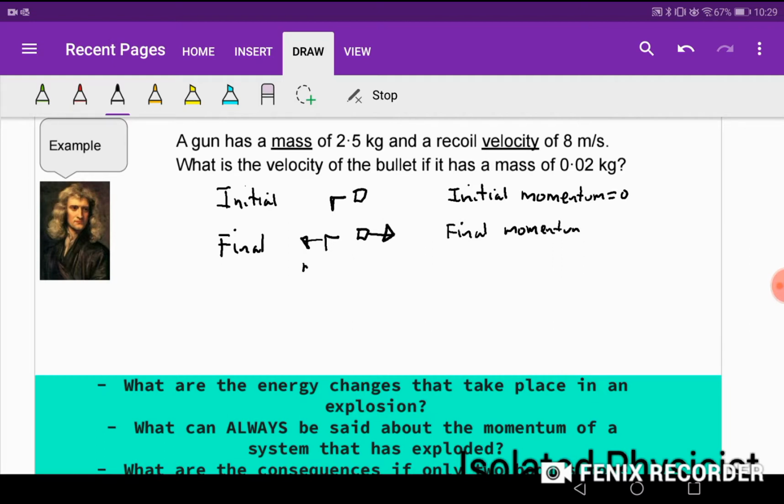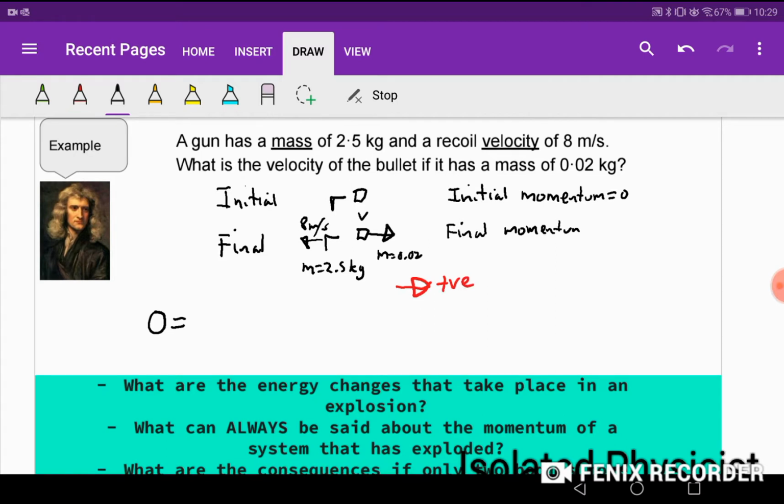The gun has a mass of 2.5 kilograms, and it goes 8 meters per second. The bullet has a mass of 0.02, and we're trying to find its velocity. So we know that initial must equal final, so I'm going to do it in full, just so you can see the whole calculation. Initial momentum equals final momentum. Now we need to be careful of our signs here, so I'm going to say that right is positive.